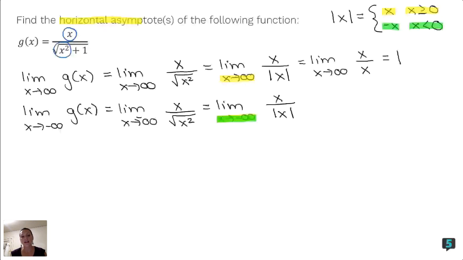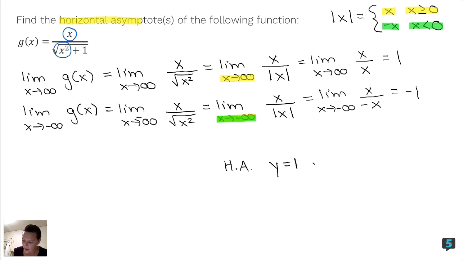So if I'm approaching negative infinity, I'm really now looking at the limit as x approaches negative infinity of x over negative x. Exponents are equal there. The ratio of their coefficients is not 1, it's -1. So in this particular problem, I didn't end up with one horizontal asymptote. I'm actually going to have 2 horizontal asymptotes, at y equals 1 and at y equals -1.